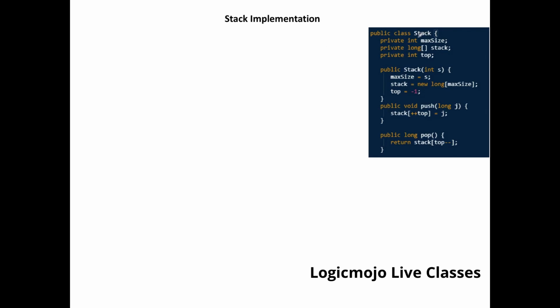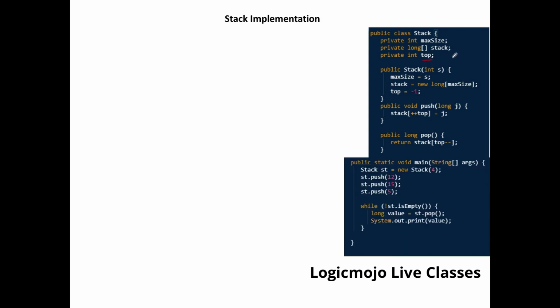So this is my class, that is Stack, and here we have the three data members: maxSize, then the array, whose name is stack, and then the variable top, which always keeps track of the index of the top number that is inserted into the stack. And then we have the main method here.